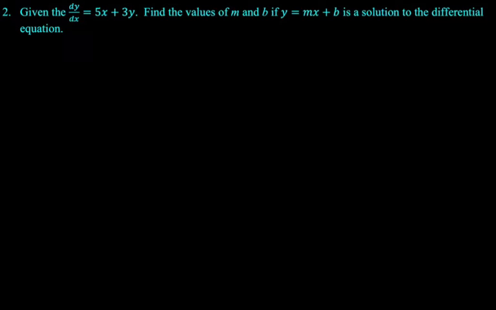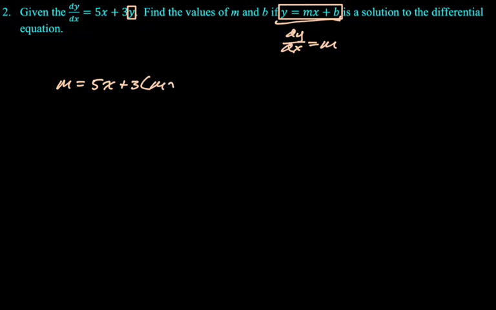The first way, I'm just going to look at what dy dx looks like in two different ways. So here, if y is mx plus b, then dy dx is definitely m, right? So also, y is equal to mx plus b, and there's a y in the differential equation, right? So one version of dy dx is m. The other version is 5x plus 3 times whatever y is. 5x plus 3 times the quantity mx plus b, right? So I'm just finding dy dx two different ways and setting them equal.